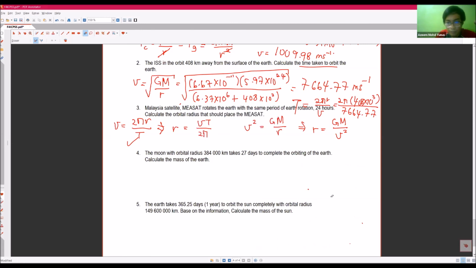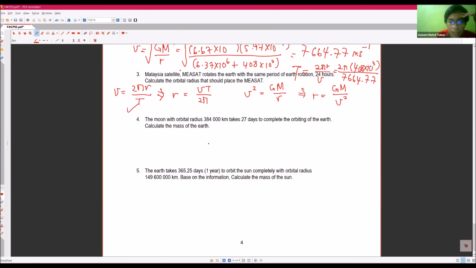So let's read. The moon with orbital radius 384,000 kilometers takes 27 days to complete the orbiting of the Earth. Calculate the mass of the Earth. So again, V equals to 2 pi R over T. We can find the V. And then we use the V to find the mass later. So let's plug in that first.